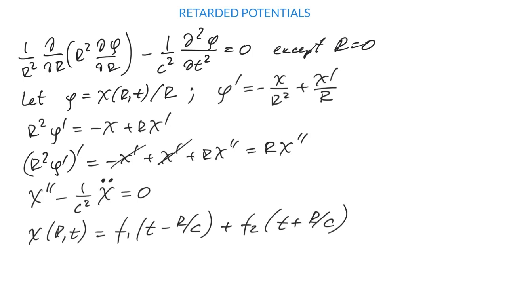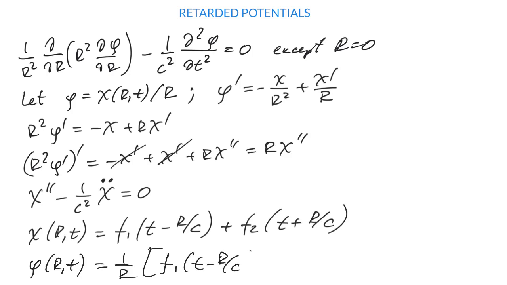The function f1 describes the wave traveling in the direction of increasing r, that's the outgoing wave, and f2 describes the incoming wave that travels from infinity towards r equals 0. Coming back to φ of r and t, we find 1 over r times this linear combination.